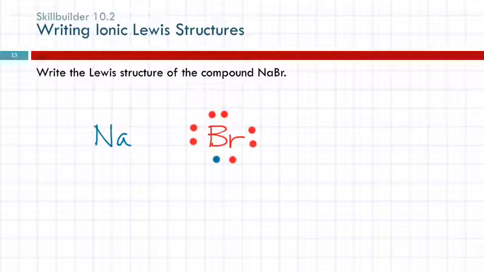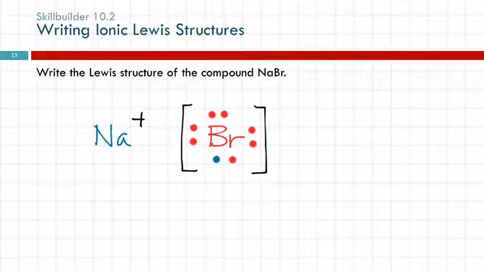When atoms gain or lose electrons, they become ions. If you lose a negative charge, you become a positive ion. If you gain a negative charge, you become a negative ion. And then opposites attract. Any questions?